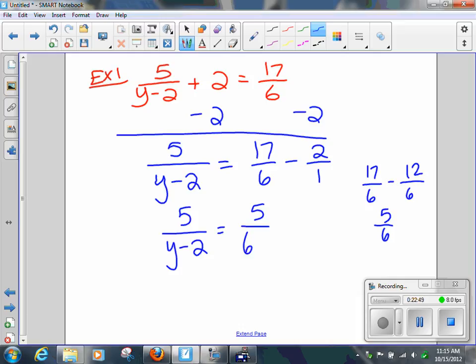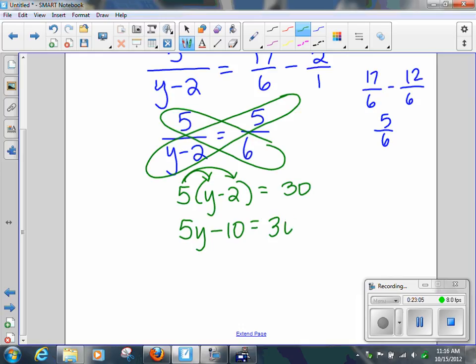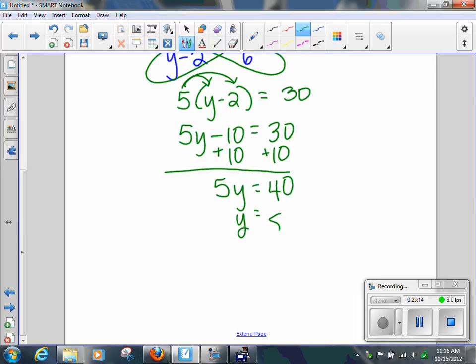You guys agree with me? Can you take care of that for me real quick? Cross multiply that thing. Go. All right, here we go. So I'm going to distribute 5 times that quantity y minus 2 is 5y minus 10 equals 30. Add 10 to both sides, and you get 5y equals 40. Divide both sides by 5, and folks, what do you get? 8. Now, are we done? Am I automatically going to circle it and go, done? Nope. What do we have to go back and do?